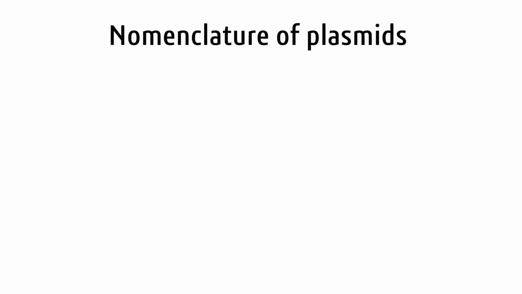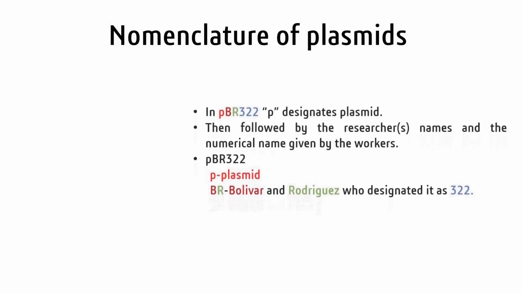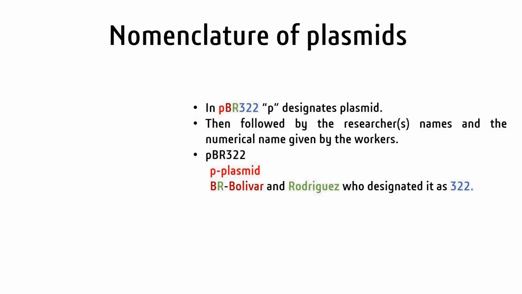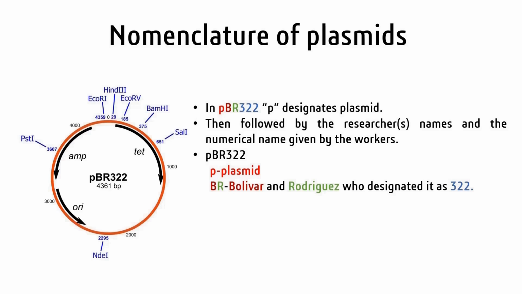Now let's see how plasmids are named. It is a common practice to designate a plasmid by the lowercase letter p, followed by the first letter of the researcher's name and the numerical number given by the workers. For example, pBR322 is a plasmid discovered by Bolivar and Rodriguez, who designated it as 322. Some plasmids are given the names of the places where they were discovered. Example, pUC plasmid from the University of California.